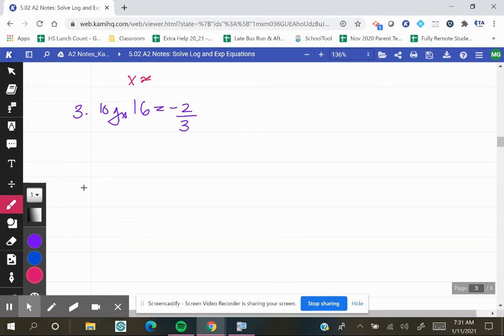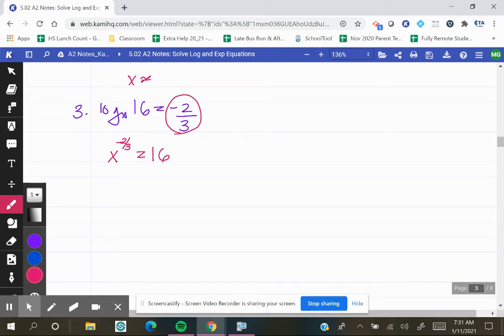All right, so hopefully you said you're in scenario 3, you're given a log or ln, so you're going to isolate it, which we don't have anything being added or multiplied to the log, so we're going to rewrite it in exponential form. So our base of our log is x raised to whatever's by itself, that's your exponent, so x to the negative 2/3 equals 16. Now we're actually in a different scenario. Now our variable's in the base, so we're in scenario 2.